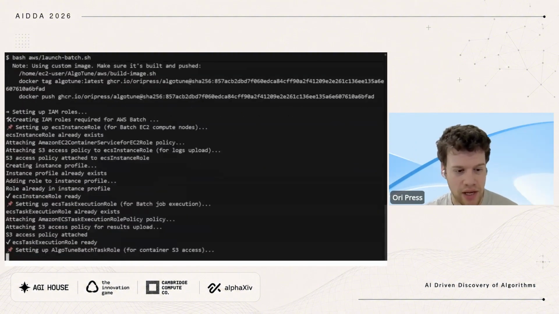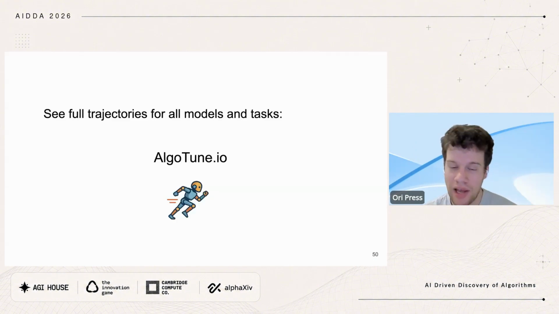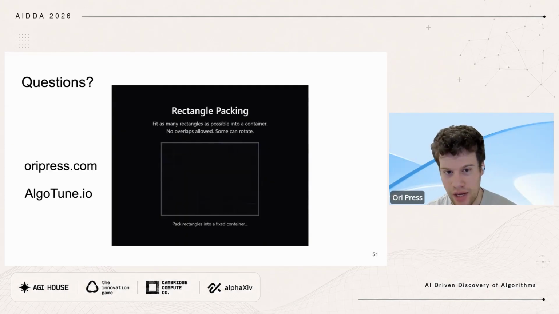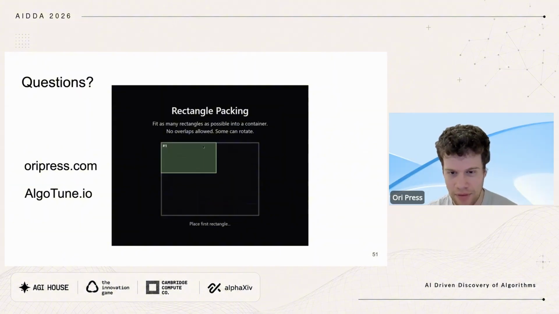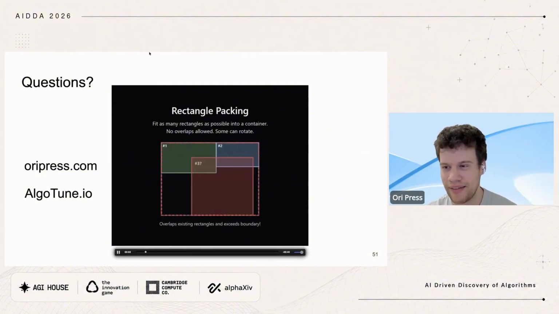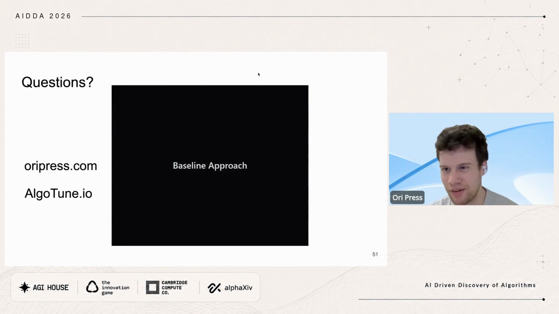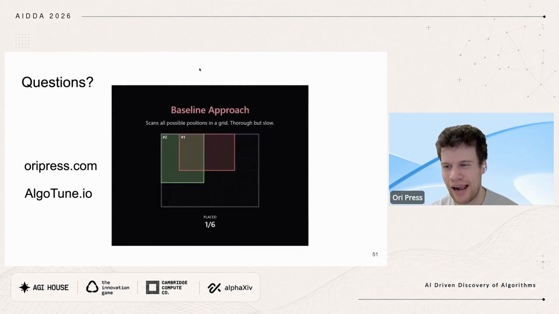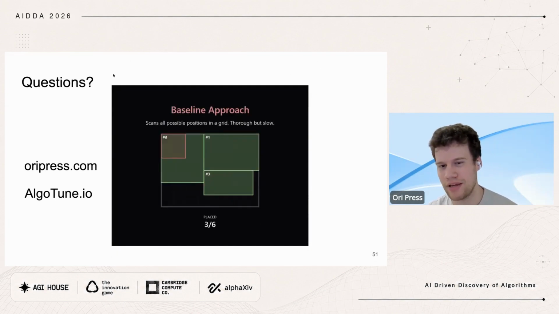Nothing else. And please visit our website algotune.io to see all the results for all the models across all tasks. I think it's displayed pretty nicely, and you can get a kick out of seeing some nice optimizations to maybe the functions that you use in NumPy or SciPy or some others. And I'm open to any questions while this rectangle packing task plays in the background. You'll see how AlgoTuner improved on this baseline approach.